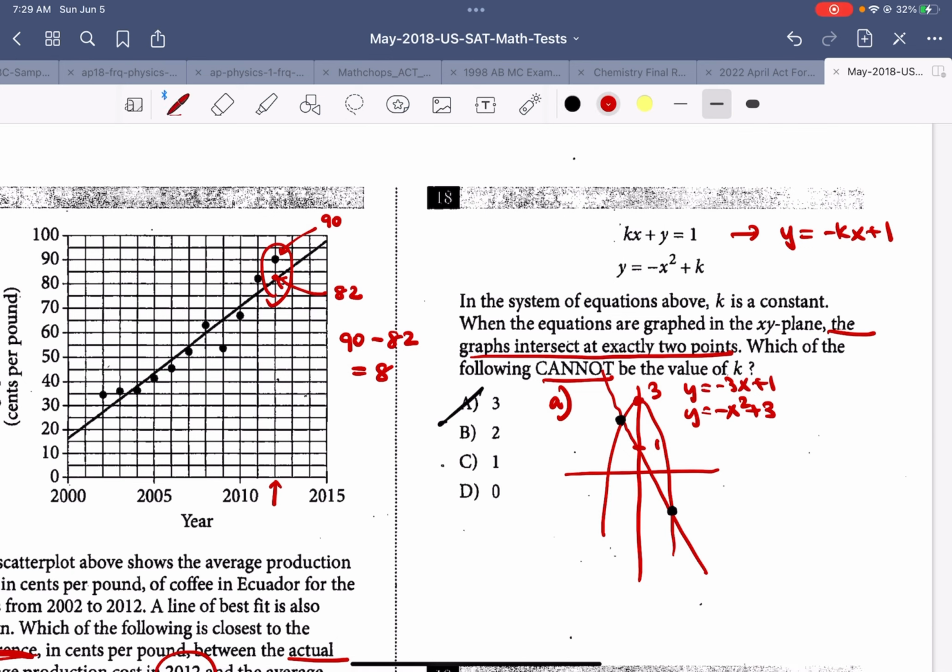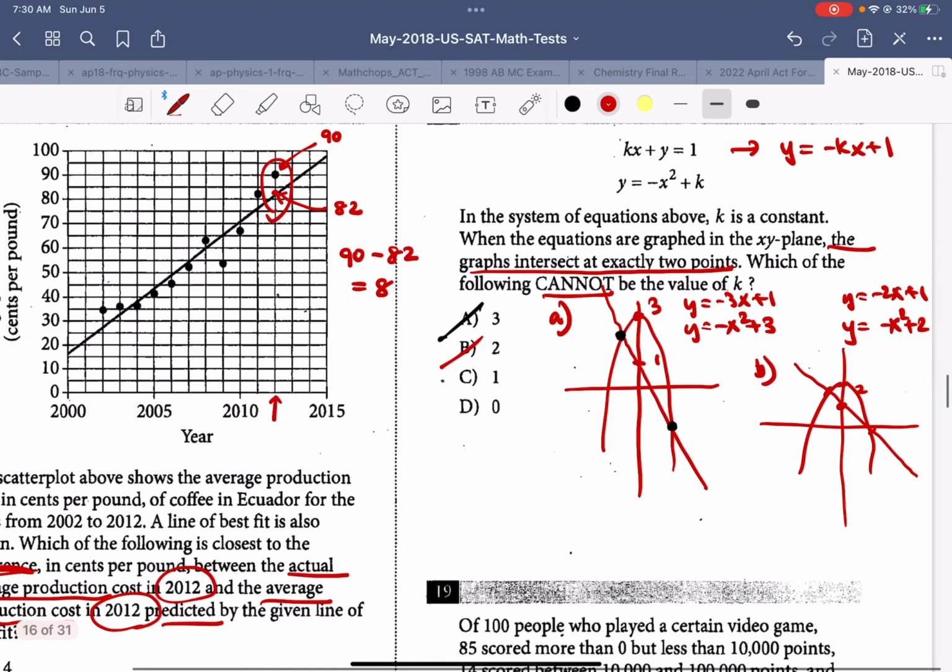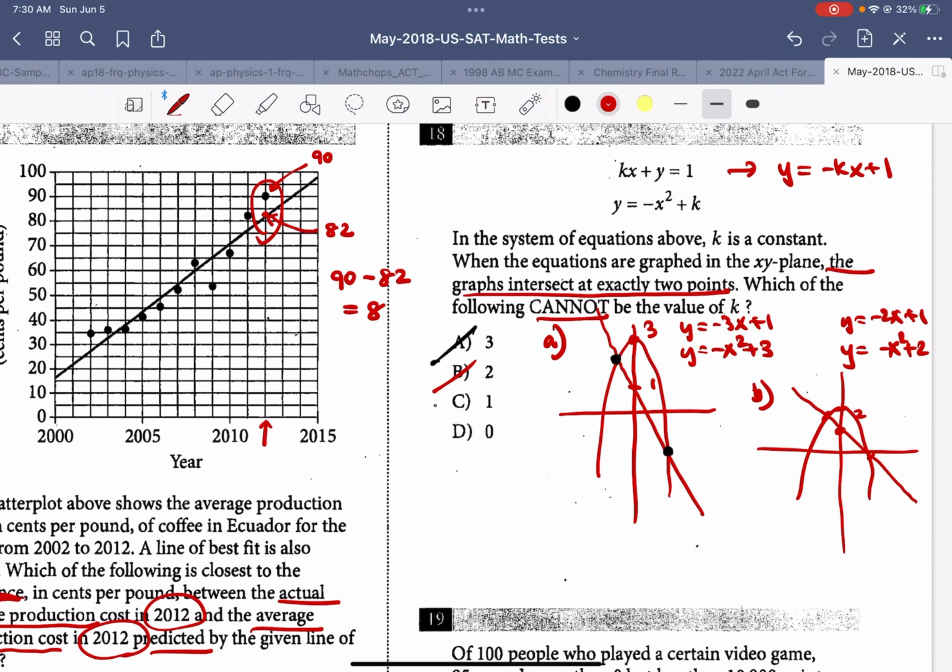Now, B. If you do that similarly, you can go fast now. So the linear line, y-intercept still 1. So y equals negative 2x plus 1. So less steep, like that. And then the other equation, y equals negative x squared plus 2. So 2 is right here and it still opens downward. So then you're going to have two intersections. So you can cancel this one out. This one is also not the answer.